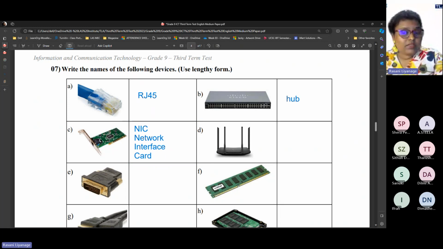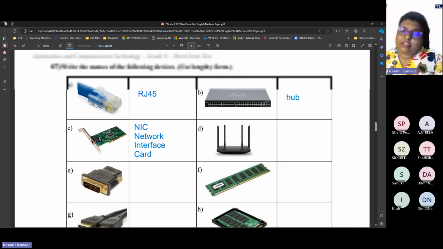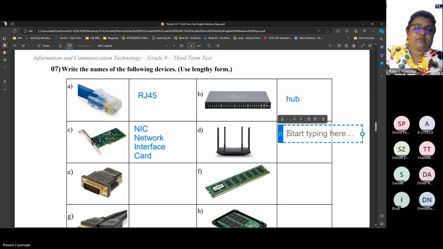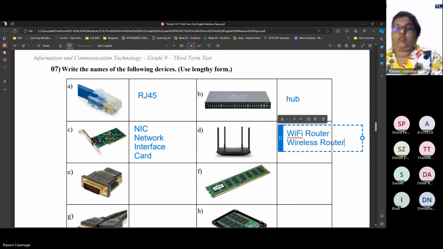Who's this? This is a Wi-Fi router, or you better say wireless router. Nam dekam okay. Wi-Fi diyaddi Y ekata dash ekata.